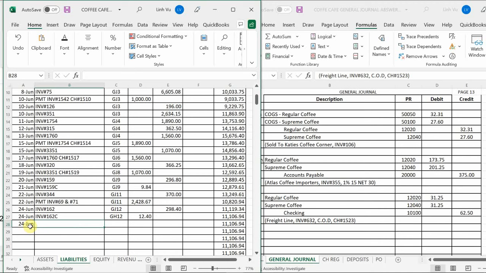Invoice number. How much do I owe Atlas Coffee? $3.75. So that's going to give me my account balance of $11,481.94.